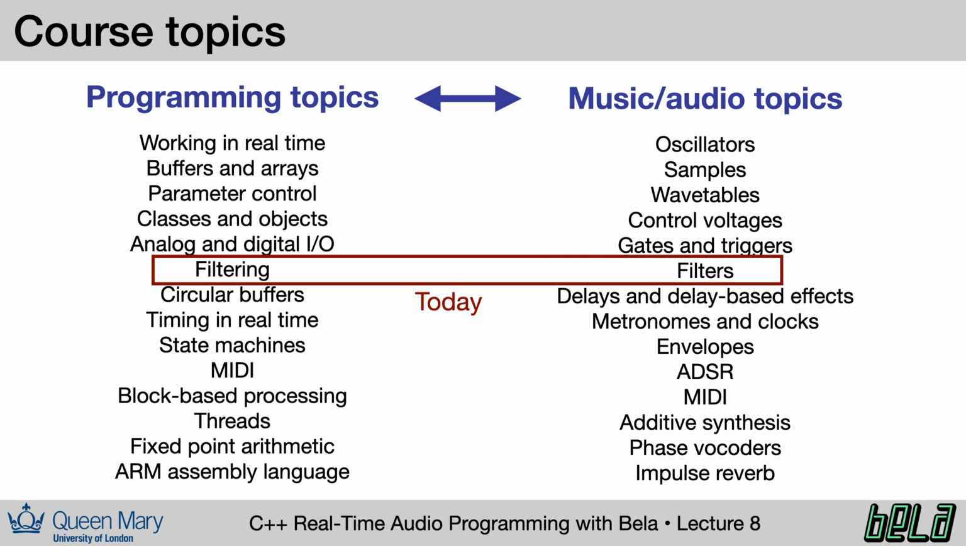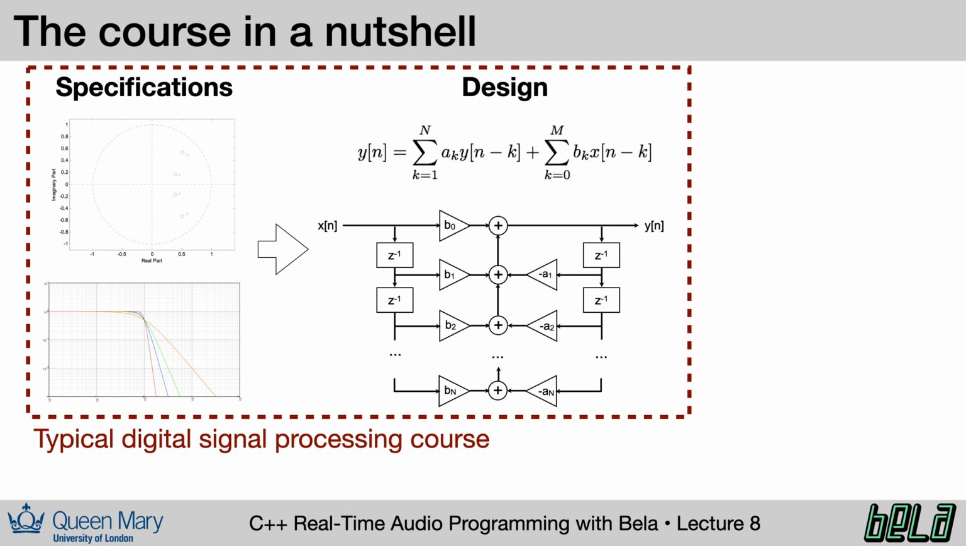Filters are simultaneously one of the most important aspects of digital signal processing and also one of the trickiest for audio programmers to implement. The reason is that filters can be quite mathematically complex to design. To go from a set of specifications to a set of equations that implements a filter is a topic that you can spend considerable time on in a digital signal processing course. We are not going to cover this aspect of filter design today.